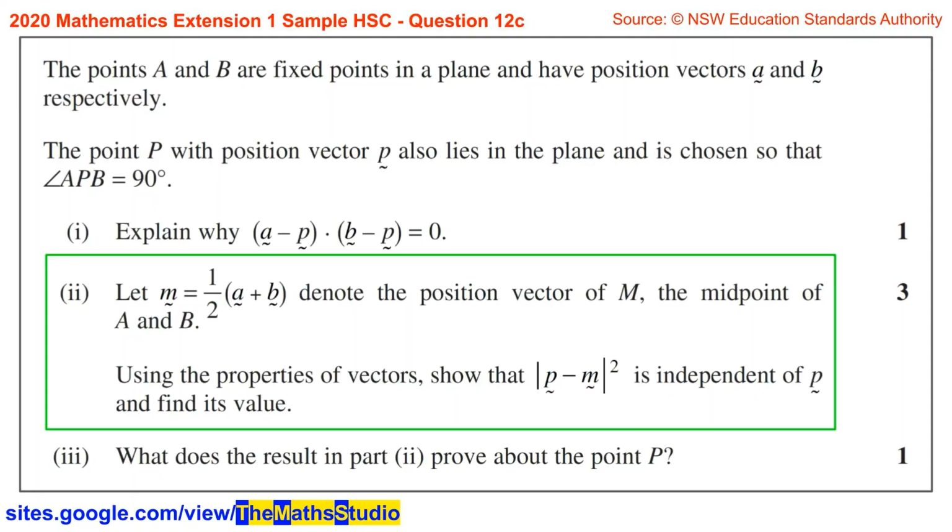Part 2. Let vector M equal half times the sum of vector A and vector B. Denote the position vector of point M, the midpoint of point A and point B. Using the properties of vectors, show that the magnitude of vector P minus vector M all squared is independent of vector P and find its value.